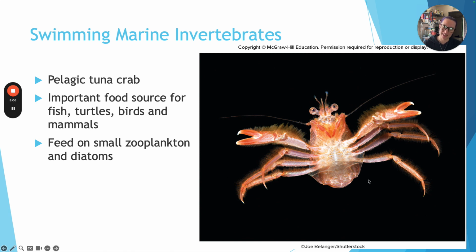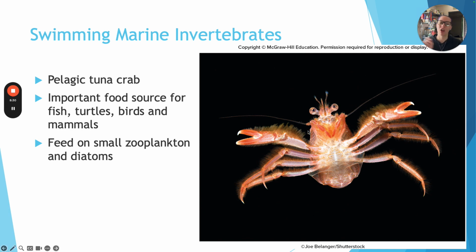So, going into different types of marine invertebrates. This picture here is of a very cute little pelagic tuna crab. These little buddies are a very important food source for fish, turtles, birds, and mammals. They also tend to feed on small zooplankton and diatoms. So pelagic just means in the open ocean, out in the water, and it being a tuna crab.